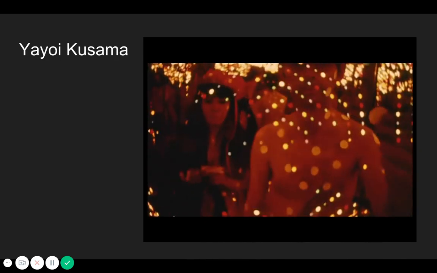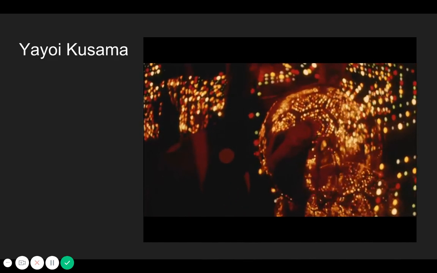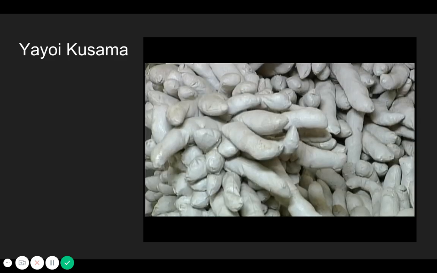Up till Kusama, there were many artists from the Renaissance on who were involved with perspective and infinity. But it was all fake because you were always aware that you were the master, that it was a painting, that it was encompassed by a frame. And the artist was playing with space, but it wasn't enveloping you.